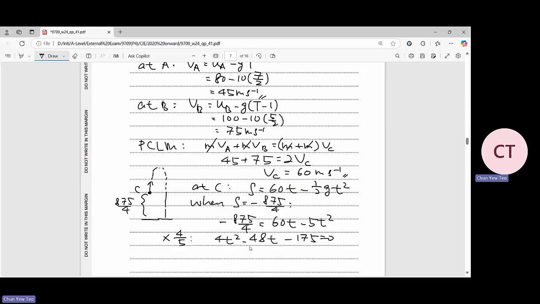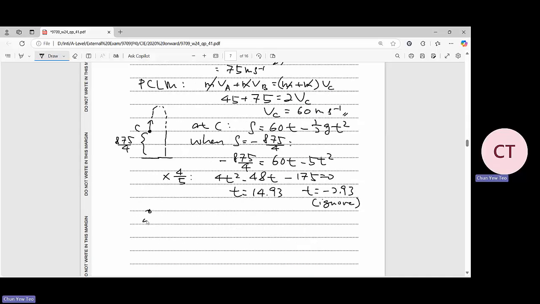You can use a calculator to get the answer. Your calculator will give you t equal to 14.93, and another one, t equal to negative 2.93. We know time cannot be negative, so we ignore this value.